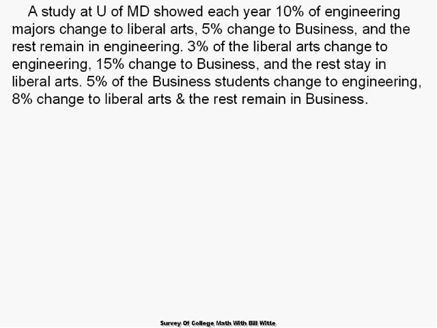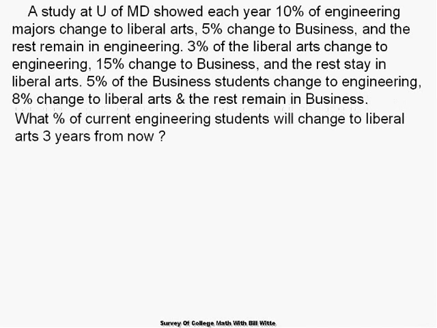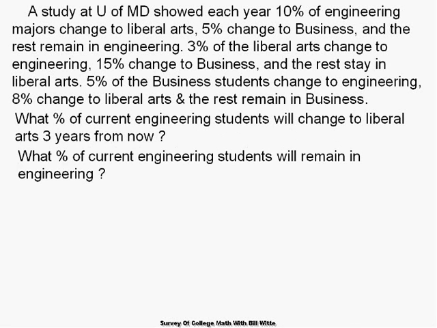Okay, so we wanted to come up with a transition matrix and answer a couple of questions. What percent of the current engineering students will change to liberal arts 3 years from now? So that's going to be 3 levels of chain, if you would. And then we had another question: what percent of the current engineering students will remain engineering students? And that's 3 years from now as well.